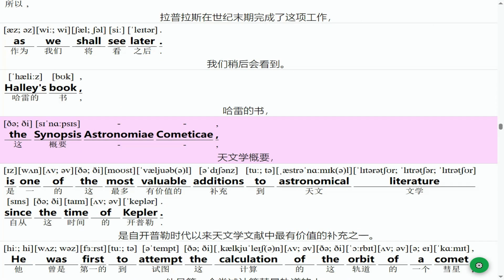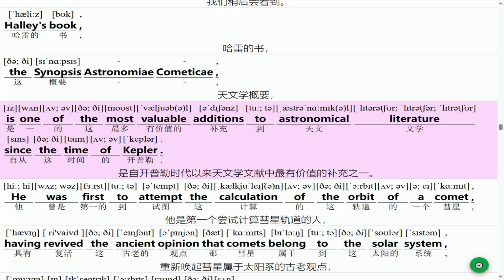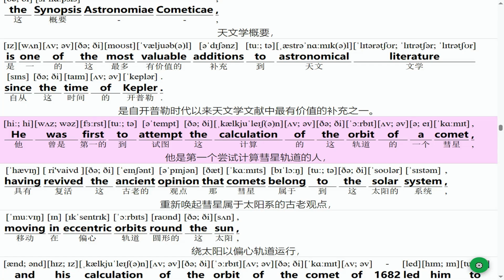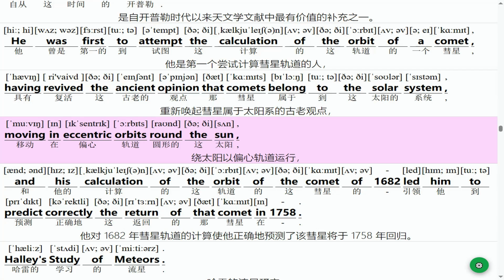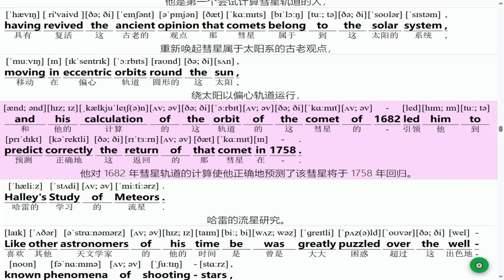Halley's book, the Synopsis Astronomiae Cometicae, is one of the most valuable additions to astronomical literature since the time of Kepler. He was first to attempt the calculation of the orbit of a comet, having revived the ancient opinion that comets belong to the solar system, moving in eccentric orbits round the sun, and his calculation of the orbit of the comet of 1682 led him to predict correctly the return of that comet in 1758.